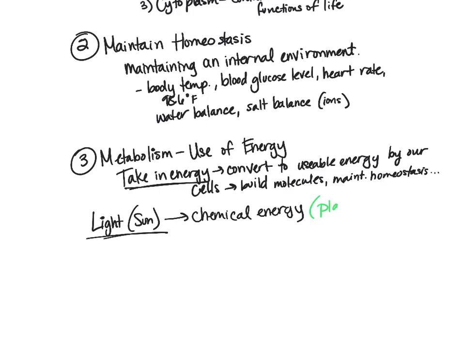Right, so this is going to be things like plants, right? So plants and some bacteria. We have our plants and some bacteria that are going to take light energy from the sun, and then they're going to convert that into chemical energy. When they convert that into chemical energy, generally that's in the form of their cell walls and other things like starch. So they're going to take the light energy and turn it into chemical energy.